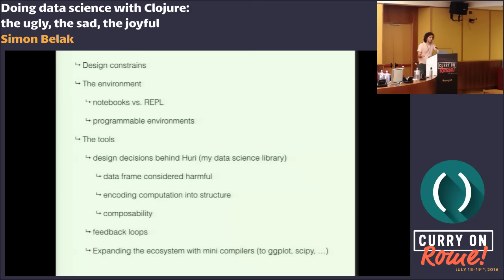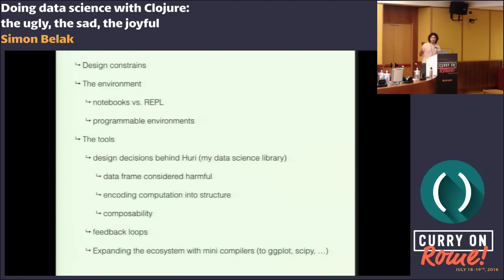And the biggest chunk is just the tools. Here, one big part is dedicated to the design decisions behind my data science library called Huri, built in Clojure, and then some things about feedback loops and their importance. And last but not least, how we can extend an ecosystem by building small compilers that target other language runtimes, such as building a small compiler to SciPy or to ggplot and so forth.